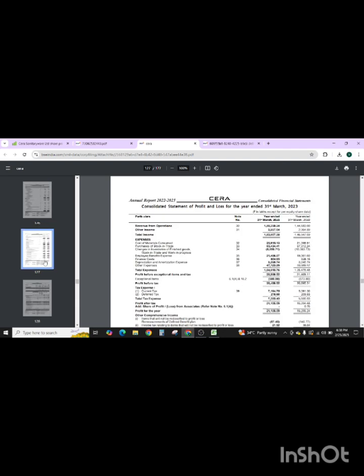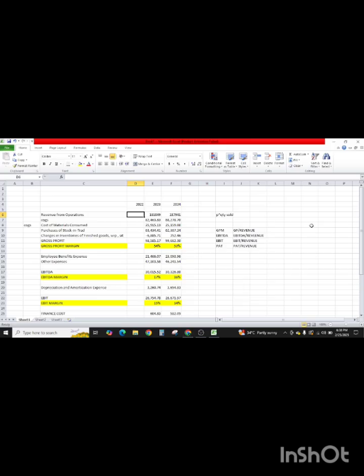Yeah, so here it is. This is revenue from operation for FY23, which we have already taken from FY24. Now we will take the FY22 number from the FY2023 report. So this is revenue from operation. We will not take other income here.